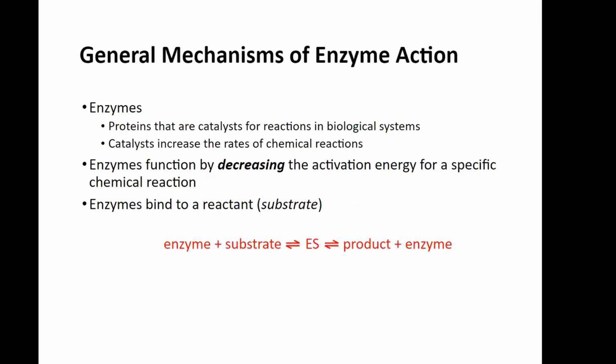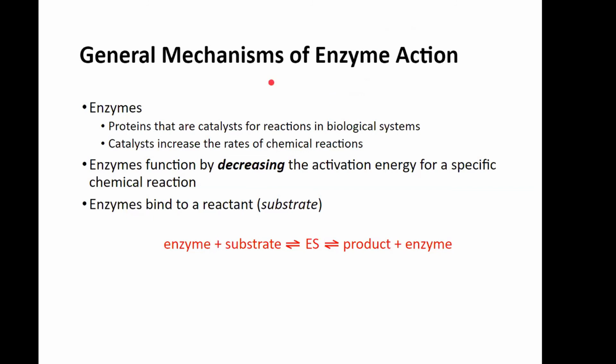Okay. So we have some general ways that enzymes work. So they're proteins speeding up reactions. So in scientific terms, we'll say that they're proteins that are catalysts for reactions in biological systems. So catalyst, hopefully you remember from chemistry. I saw from the poll question, you're all chemistry whizzes, which is great. So a catalyst is something that increases the rate of a chemical reaction by decreasing the activation energy for that reaction.